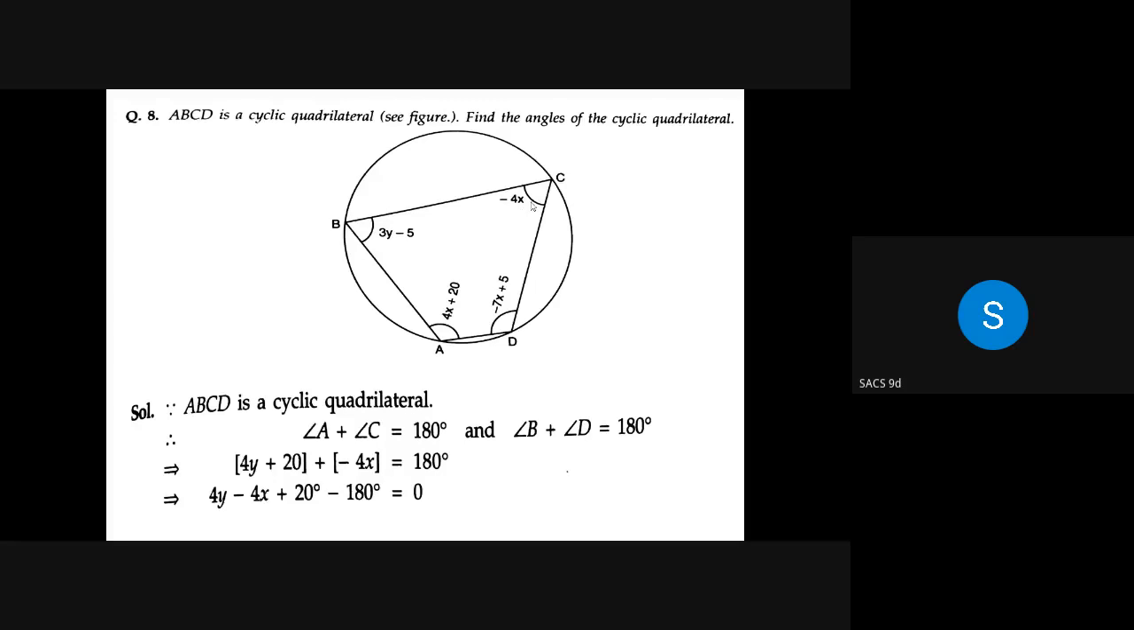Let's say when you are finding angle C, you will substitute it here. When you are finding angle D, you will substitute x equal to whatever you got here. So substituting the x and y values, you have to find all the 4 angles.